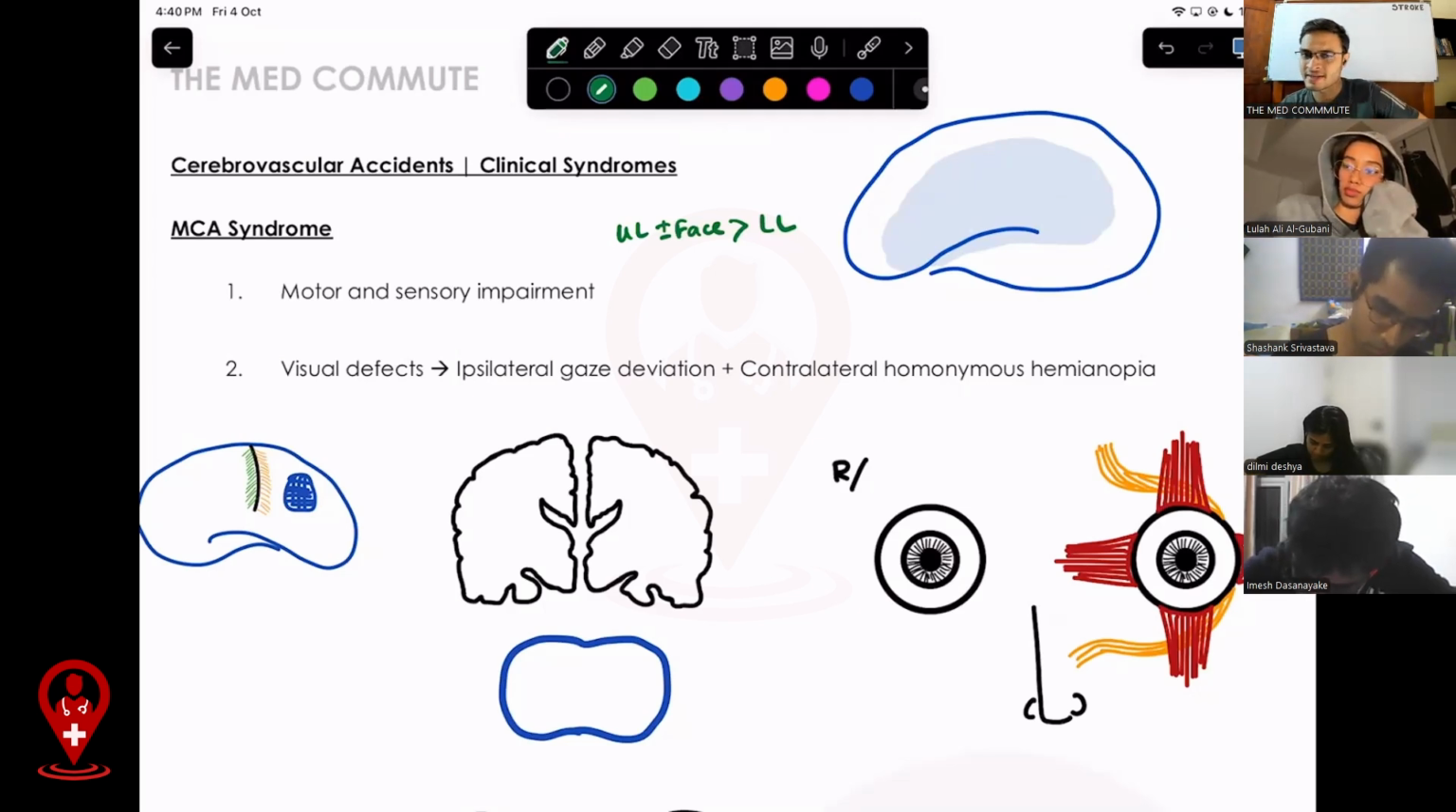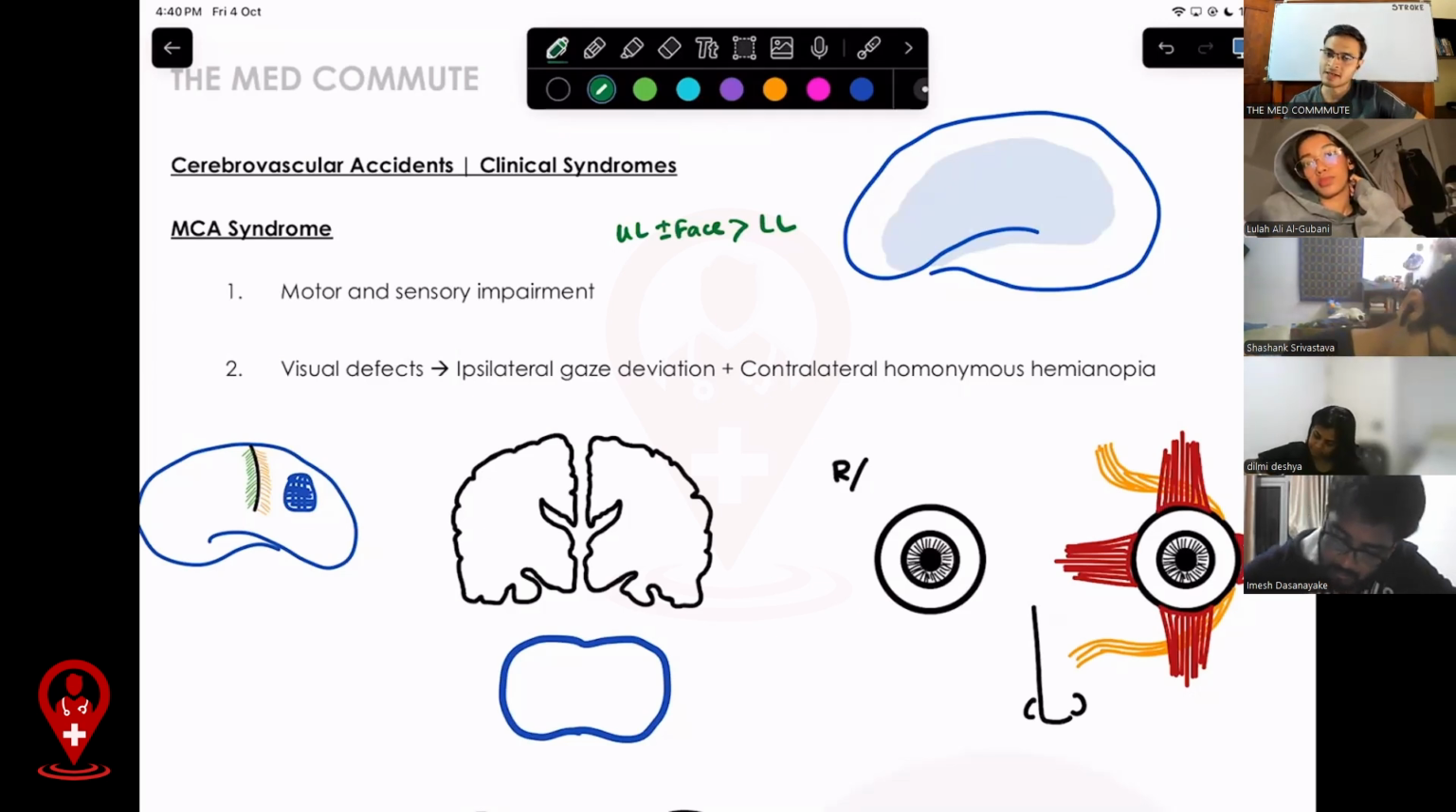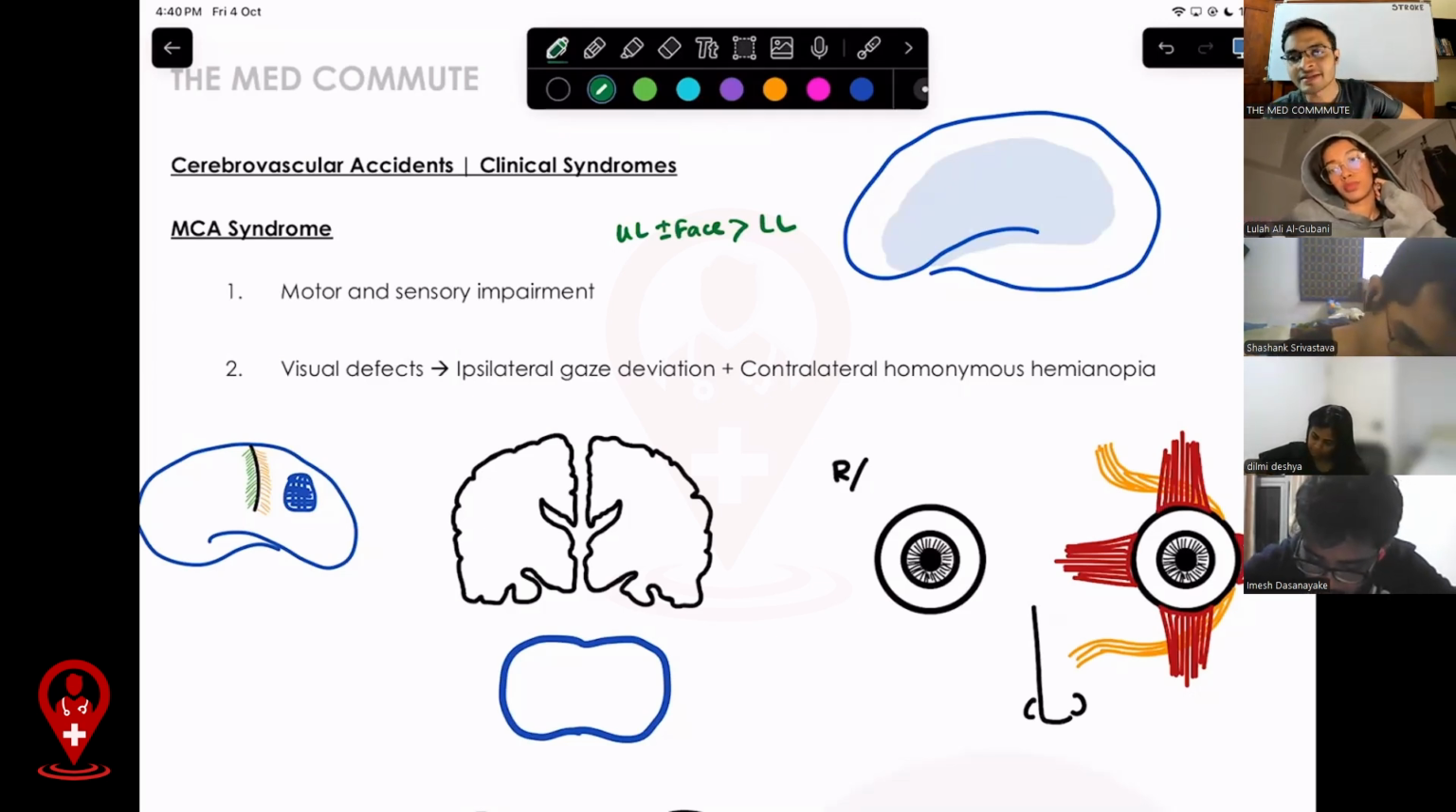Then what about the sensory? If someone asks you, what is the sensory impairment we see? How will you respond to that question? Sensory, guys, what we see is, again, contralateral side sensory impairment or sensory loss, right? So that part we discussed yesterday, motor and sensory impairment.